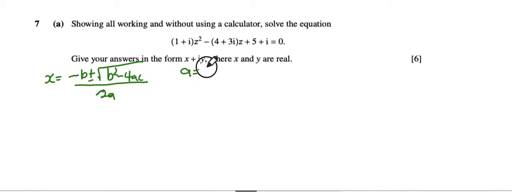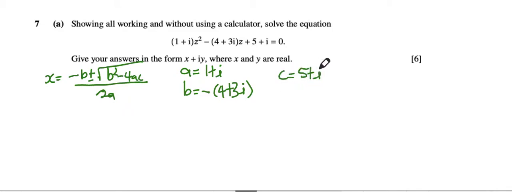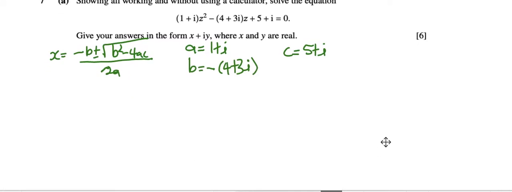a equals 1 + i. b equals negative 4 + 3i. And c equals 5 + i. If we don't make any careless mistake, and we plug in all the values as they are, then we should get the correct answer. Okay, let's give it a try.